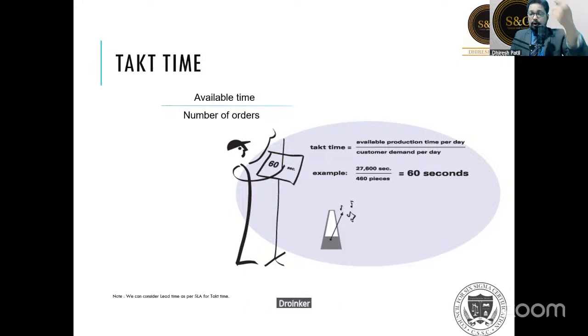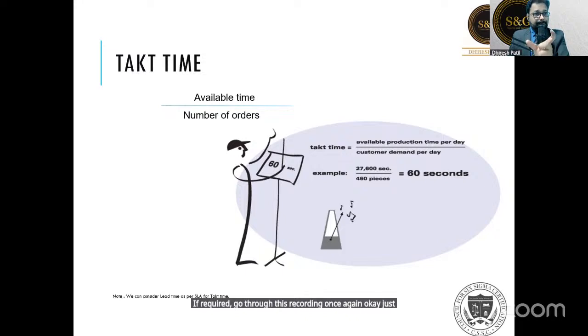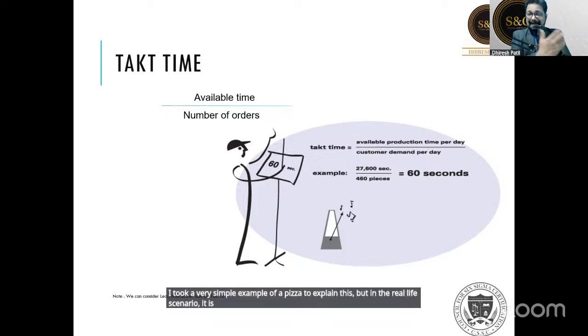If required, go through this recording once again. Just this piece. This is very, very important. I took a very simple example of a pizza to explain this, but in a real life scenario, it is a little complicated to balance the line. Not very easy like what I explained to you.